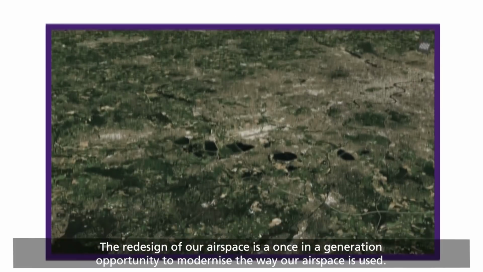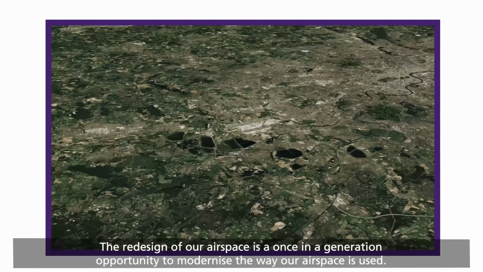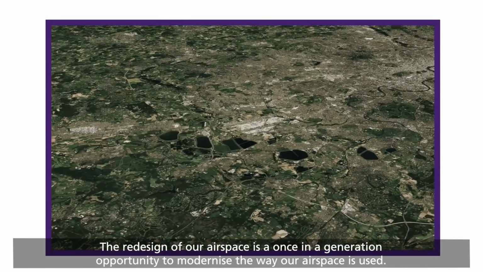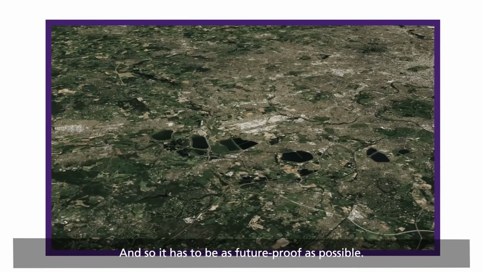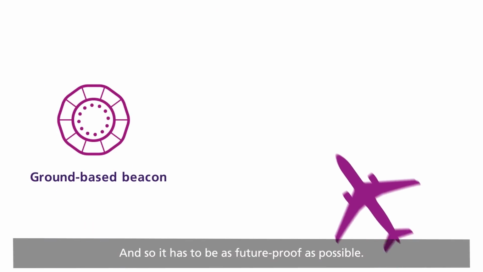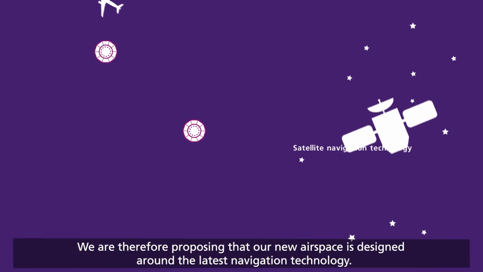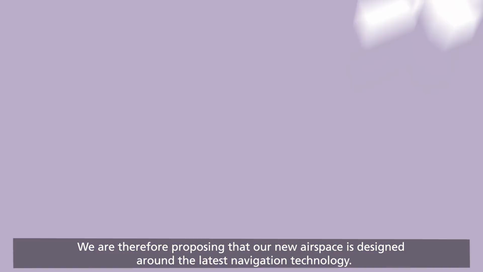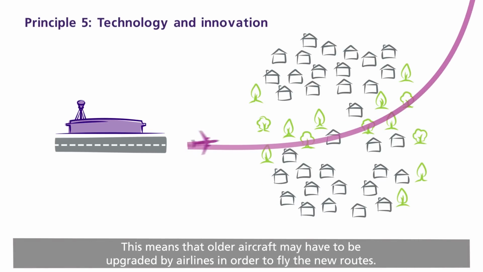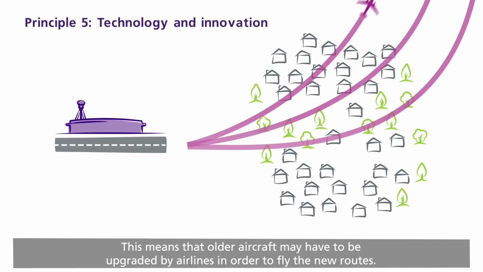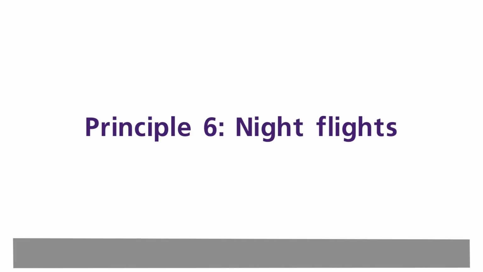The redesign of our airspace is a once-in-a-generation opportunity to modernise the way our airspace is used, and so it has to be as future-proof as possible. We are therefore proposing that our new airspace is designed around the latest navigation technology. This means that older aircraft may have to be upgraded by airlines in order to fly the new routes.